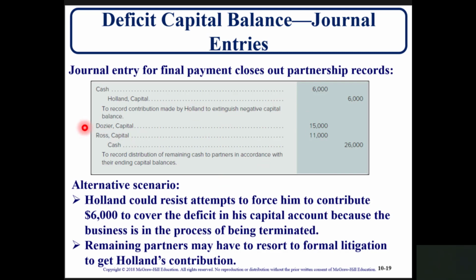And this is a journal entry example of that. So the journal entry for final payment closes out partnership records. So cash, a debit for $6,000, and you credit Holland's capital for $6,000, to record a contribution made by Holland to extinguish negative capital balances. And then you'll debit Dozer for $15,000 and Ross for $11,000, and credit cash for $26,000. And it's to record distribution of remaining cash to partners in accordance with their ending capital balances.